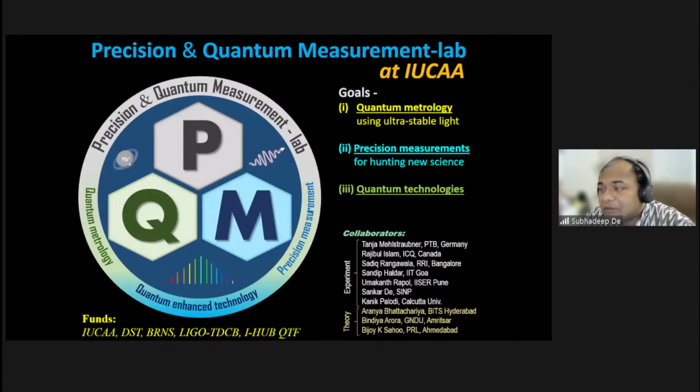Okay, having said all these things, in the last few minutes I want to spend time on exactly what we are doing at IUCAA. At IUCAA, we have started a new lab called the Precision and Quantum Measurement Lab. It was entirely developed during the COVID time, and in this lab we aim for quantum metrology measurements, precision tests, and developing quantum technologies. This is part of India's quantum mission.